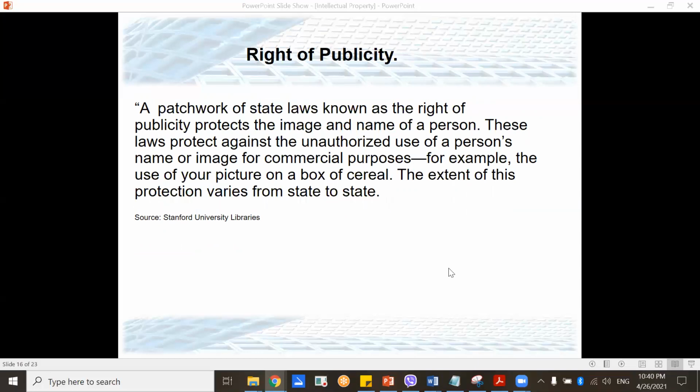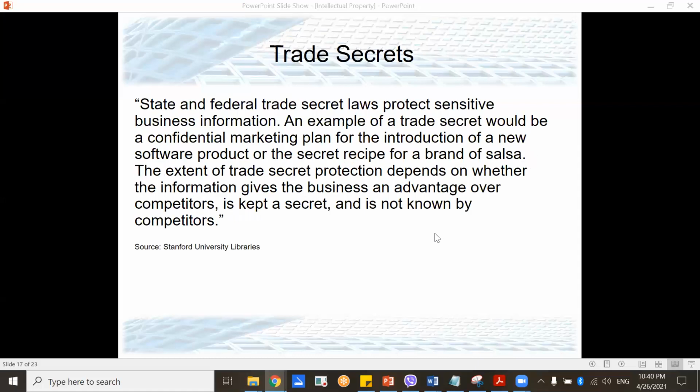These laws protect against unauthorized use of a person's name or image for commercial purposes. For example, the use of your picture on a box of cereal. The extent of this protection varies from state to state. So if you want to know about your own state, you gotta do more reading on that.